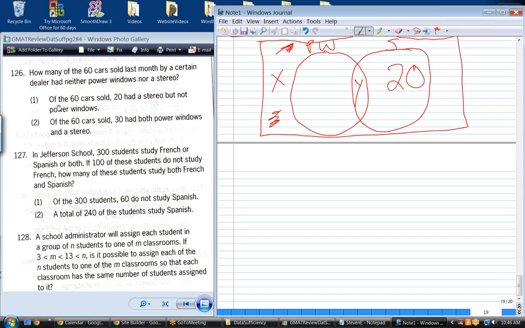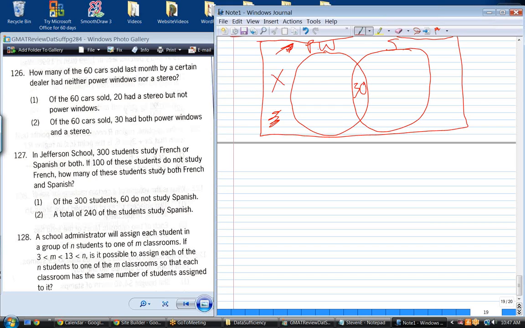So let's assume for the moment that 1 alone does not answer the question. Let's go to 2. 30 had both power windows and a stereo. So this would say that there's no 20 here now, but there's a 30 there. That seems sufficient, and I'll tell you why. There's an equation, actually. It's not really an equation. It's nothing all that complicated, but it's helpful to remember.